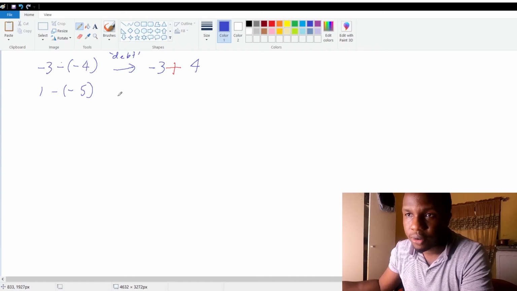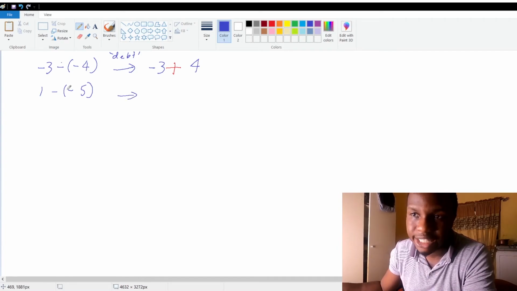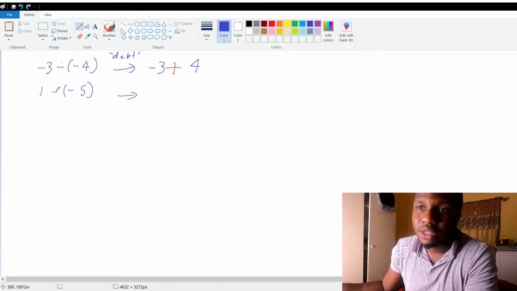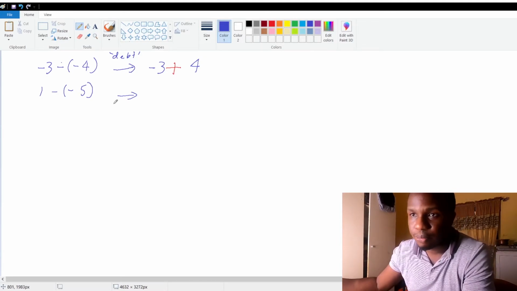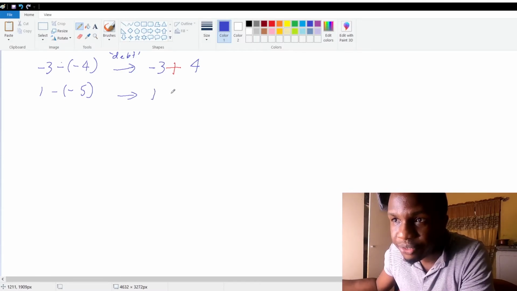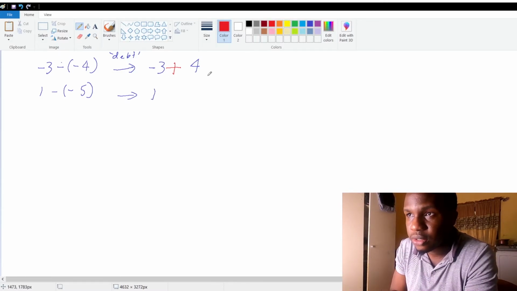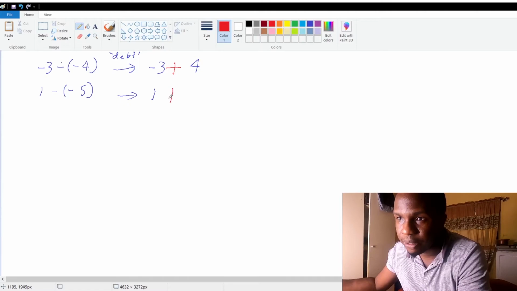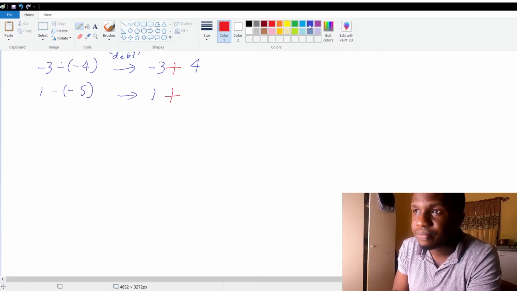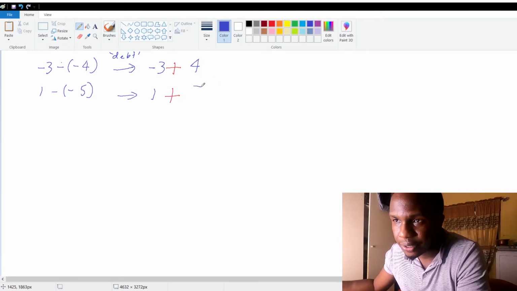Same thing with this one. You're subtracting a debt of 5. So, or rather, you can say the minus and minus come together to give a what? To give a plus. This is the same thing as 1 plus. The minus sign changes to plus, and we have a 5, okay?